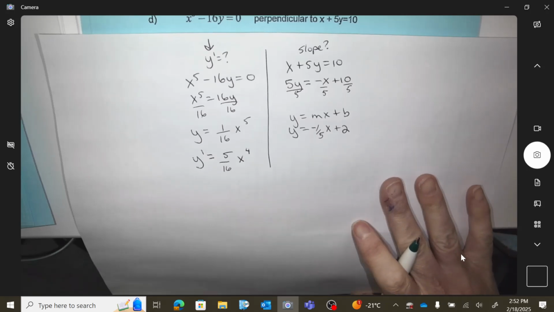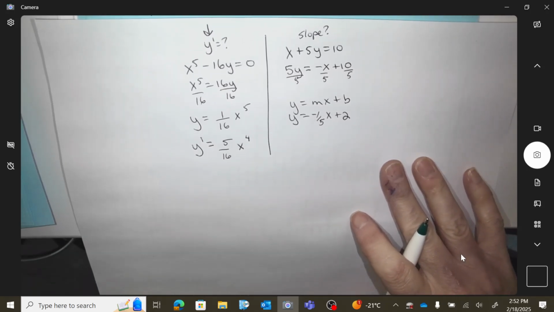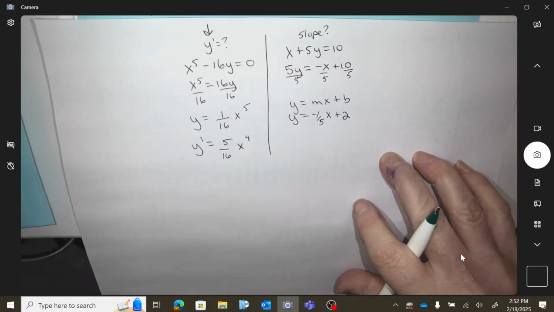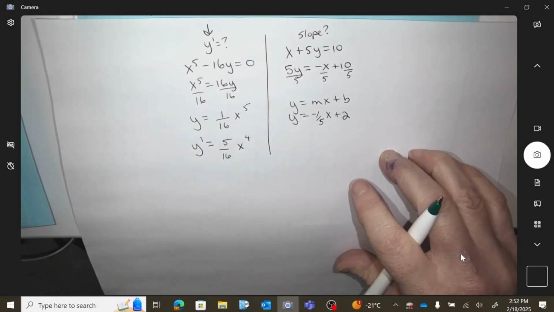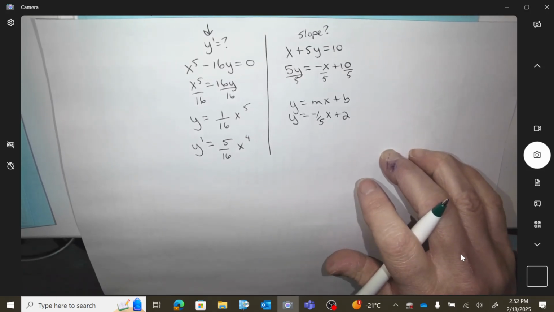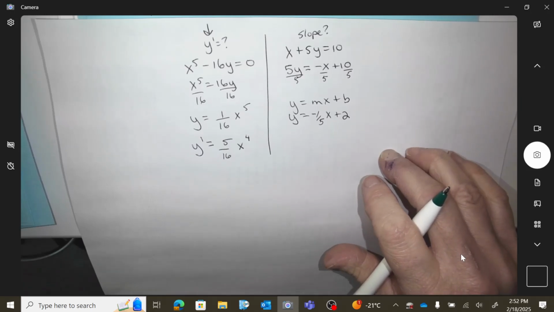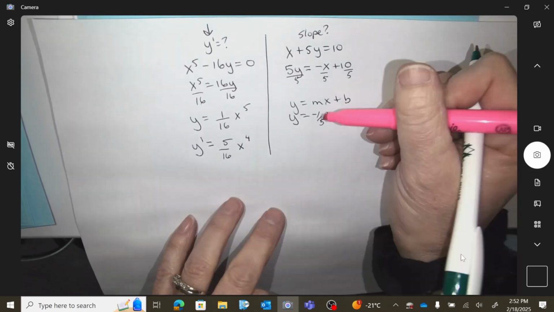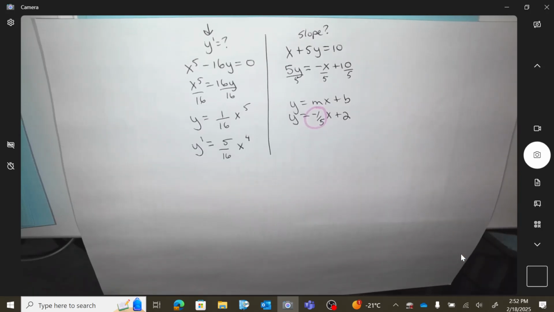If you did it the other way, if you had moved the y to the other side, y would turn negative, and then when you divided, you would still get negative. Shouldn't make any difference, okay? So now, here's the slope of my line.